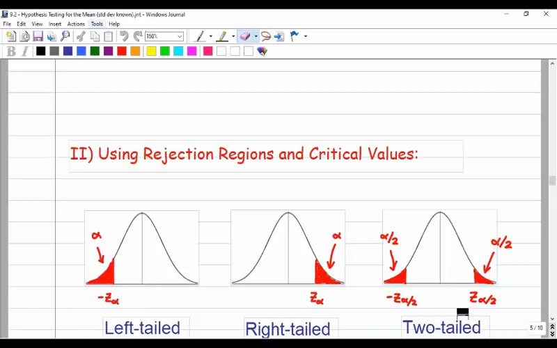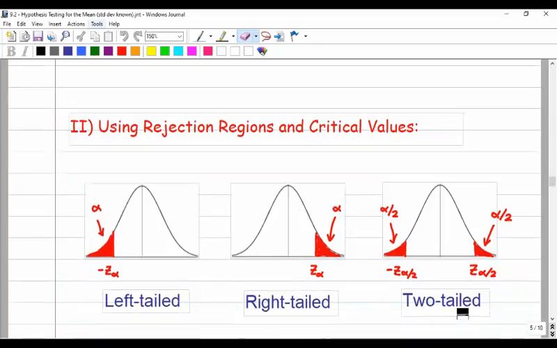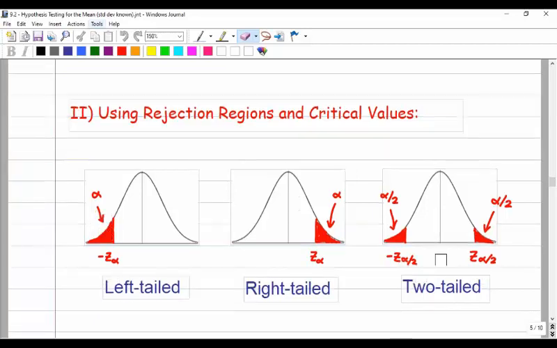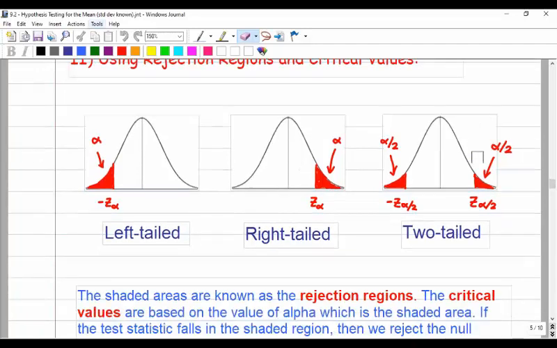Two-tailed test, there's always two critical values. There's always a plus and a minus. The reason I set this alpha over 2 is because it divides that alpha in half, so the two pieces add together to be alpha. So you've got alpha over 2 to the left, alpha over 2 to the right. And due to symmetry, it's the same number on each side, but there'll always be a plus and minus associated with a two-tailed test.